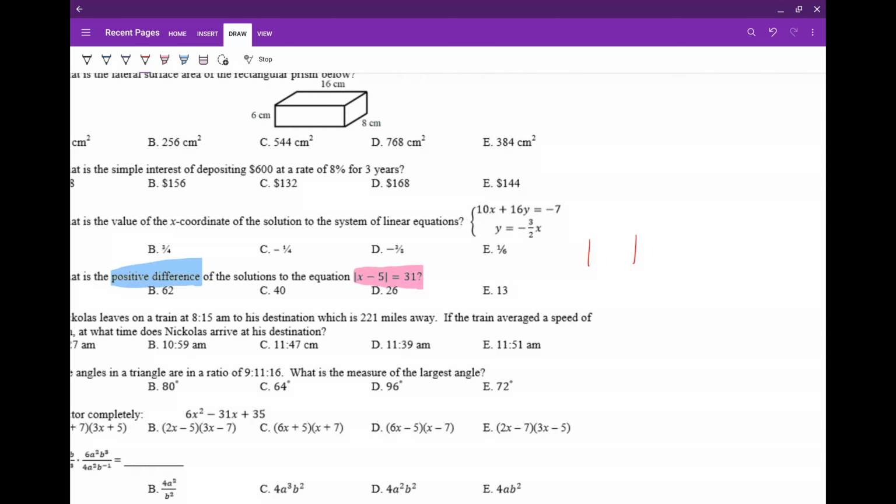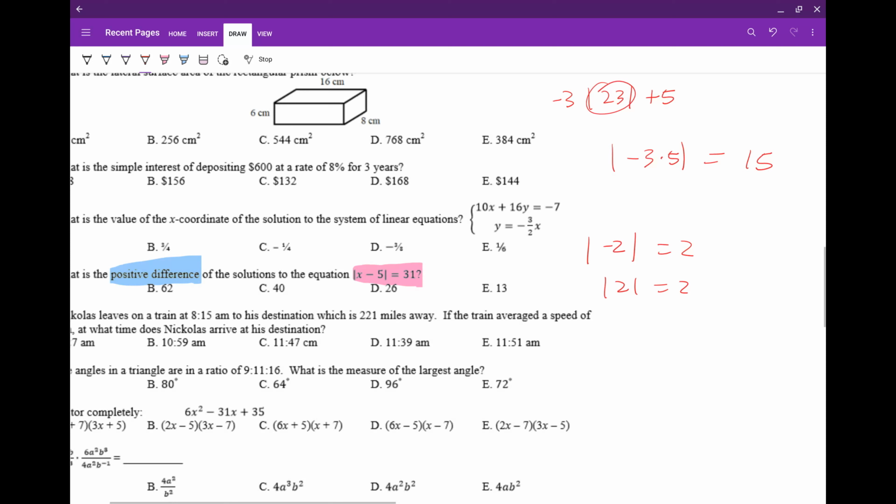An absolute value function takes whatever's inside and makes it positive. So if I had -2, the absolute value of -2 is going to be equal to 2. The absolute value of 2 is going to be equal to 2. The absolute value of -3 times 5 is going to be equal to 15. And then the absolute value can be used as pretty much parentheses in PEMDAS. So you have -3 absolute value of 23 plus 5.